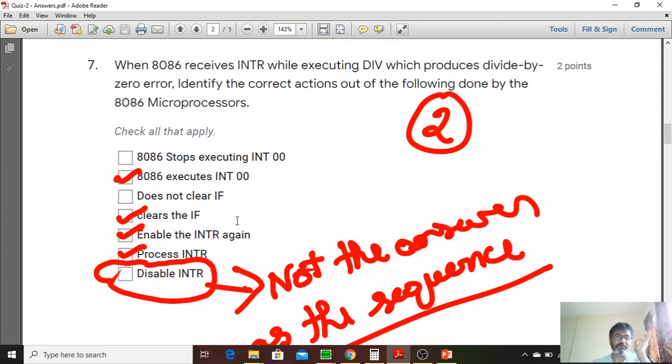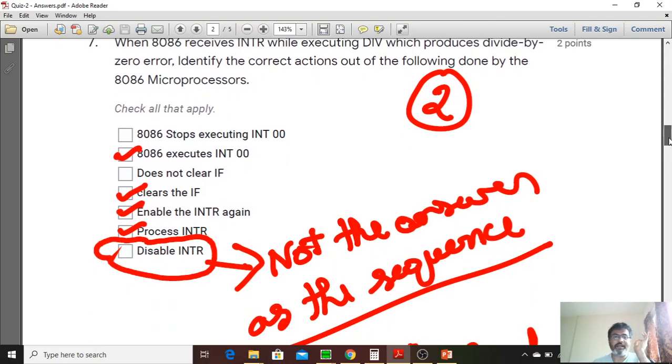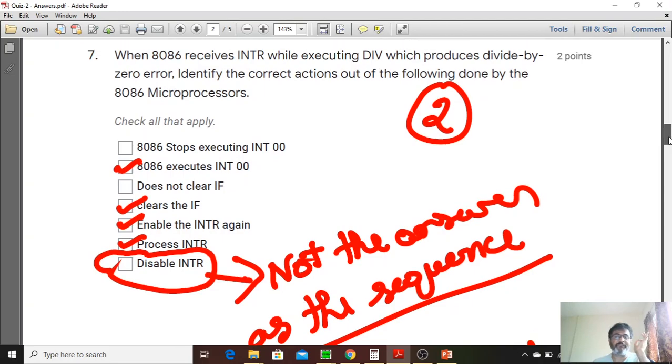Okay, this is question number 7 we are talking about. Once again, it has multiple answers. Questions number 7 and 8 are a little trickier, right? Unless you know every point of the concept, you cannot do this question. When the 8086 receives INTR while executing divide, which produces a divide by 0 error, identify the correct actions out of the following done by the 8086 microprocessor.